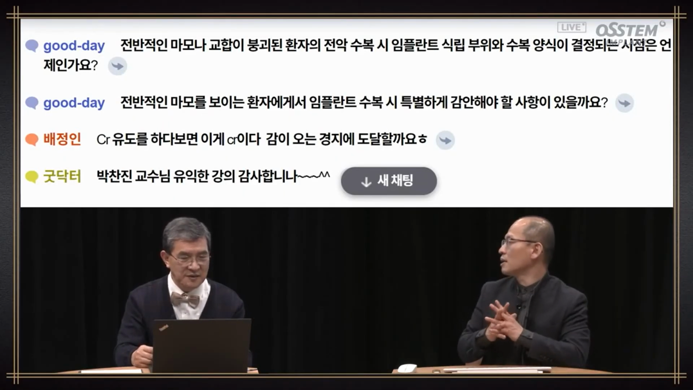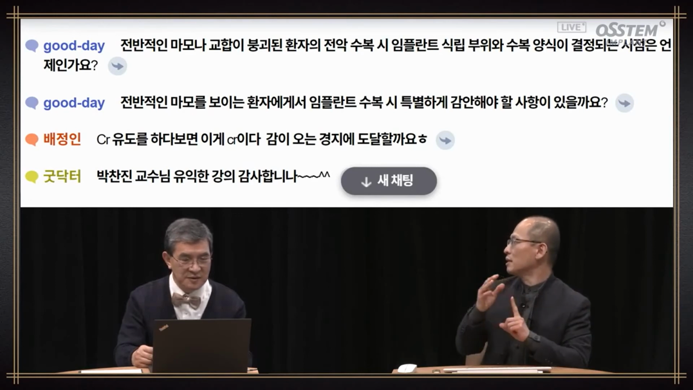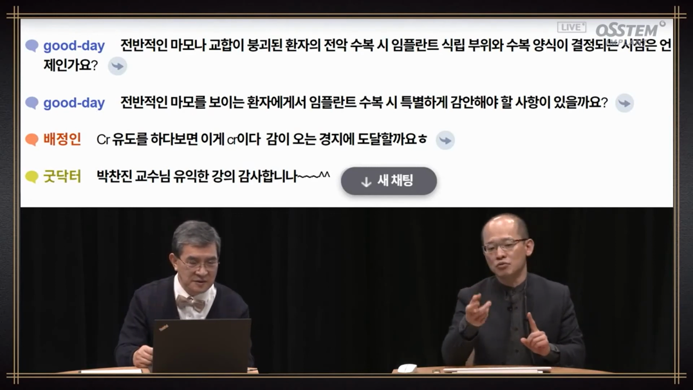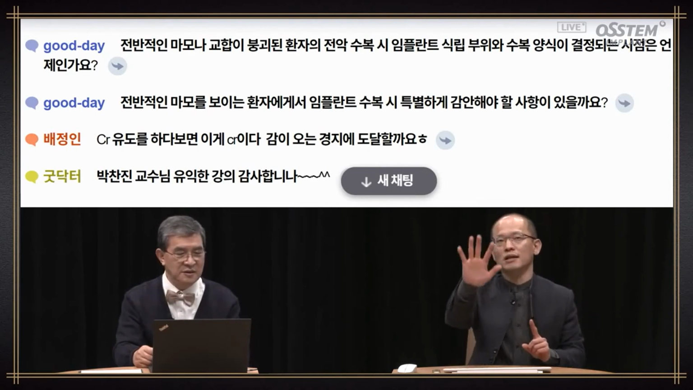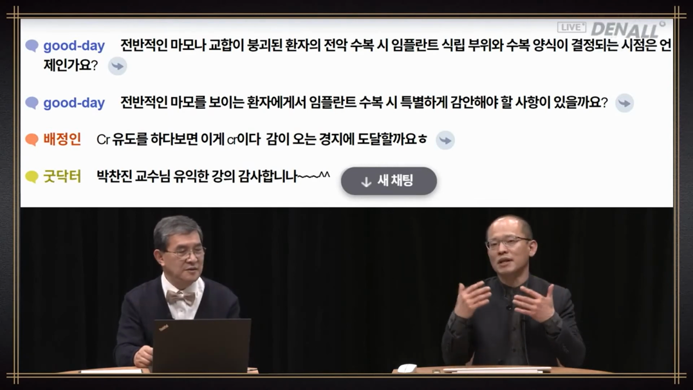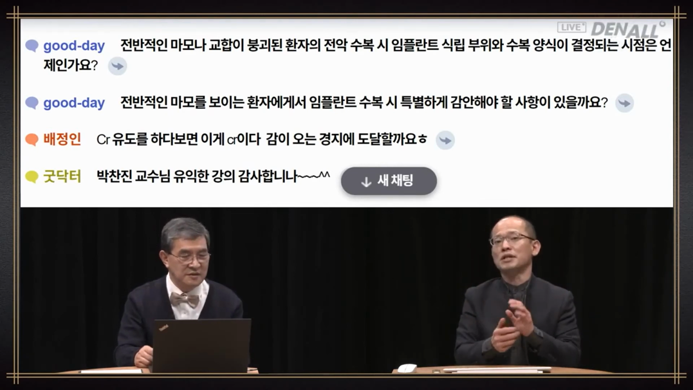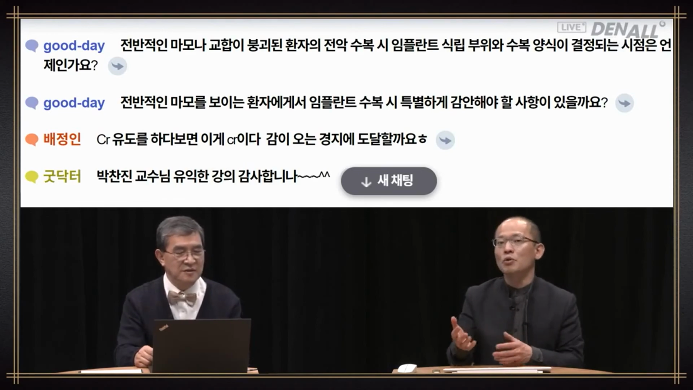And another question is, if there is overall wear and implant restoration, what needs to be considered? I talked about 5 principles: stable contact, disclusion, and also there should be no interference. These are the things you need to think about, these 5 principles. But in terms of wear, I think materials also need to be considered.